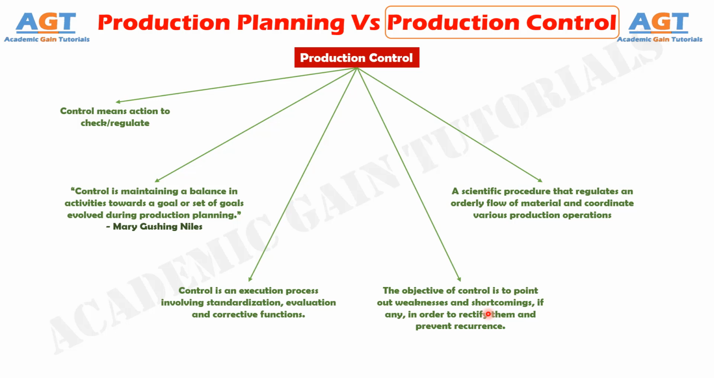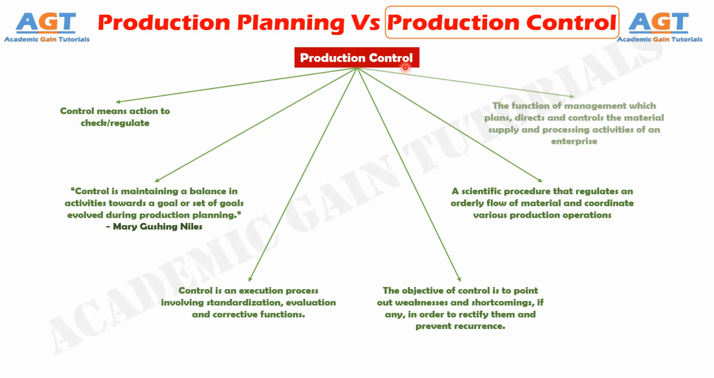Therefore, production control may be understood as a scientific procedure that regulates an orderly flow of material and coordinates various production operations to achieve the objective of producing the desired item in the right quantity and desired quality at the required time by the best and the cheapest method, that is, to attain the highest efficiency in production.